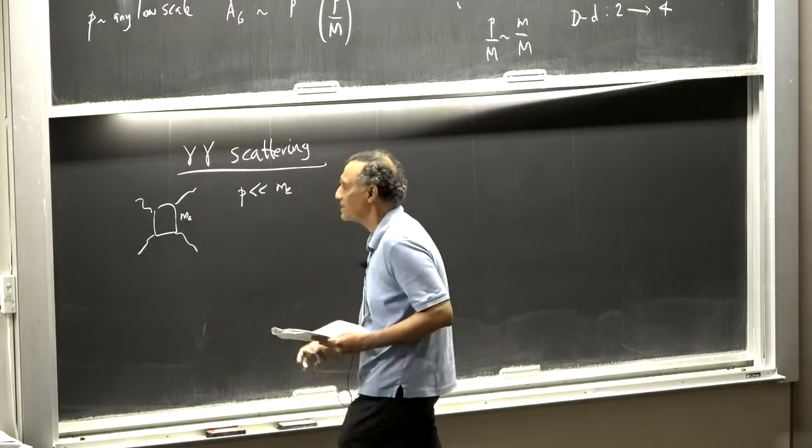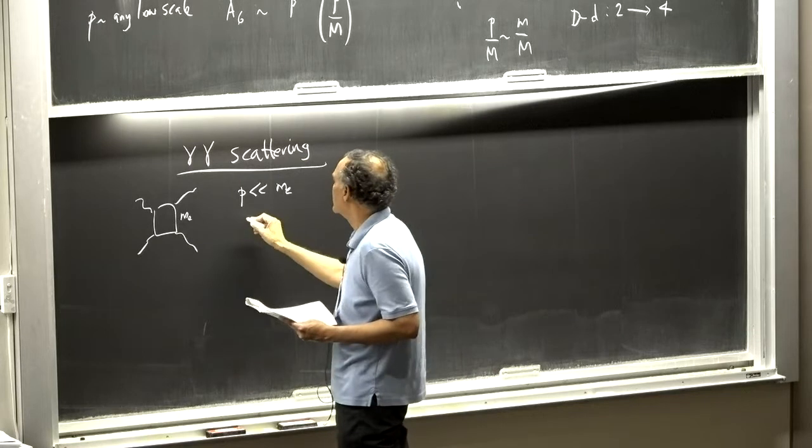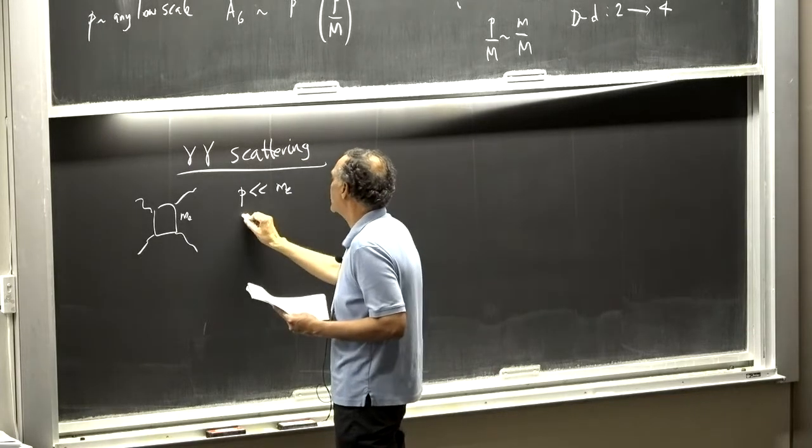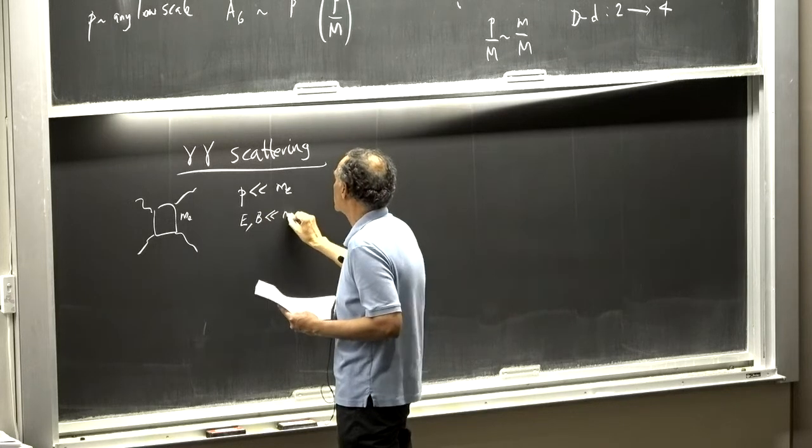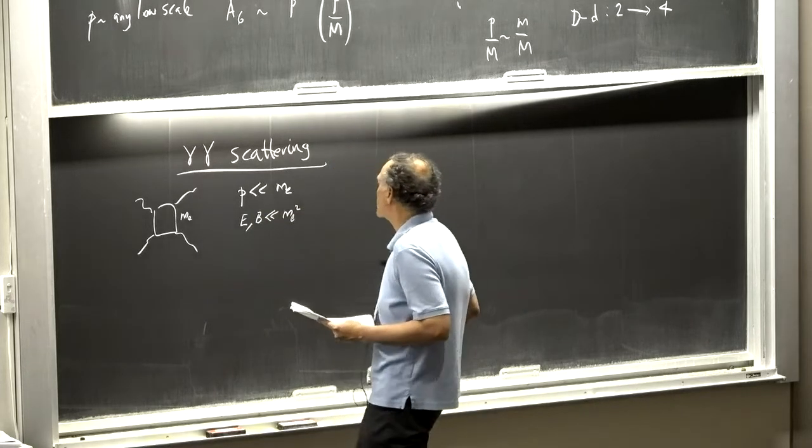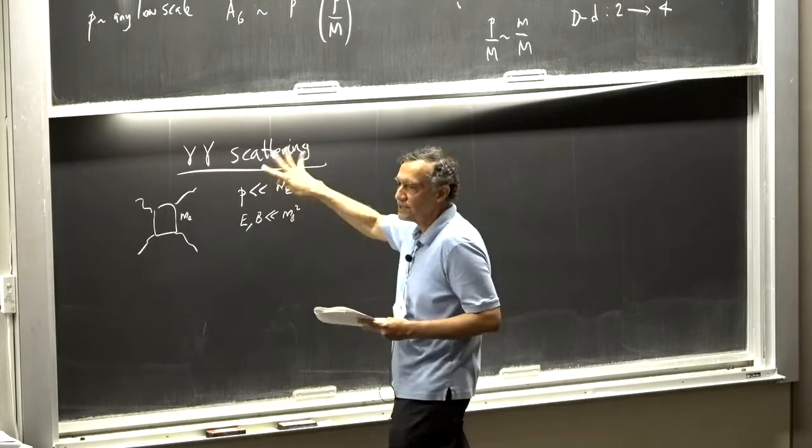And we had some discussion in the morning. But this also requires that the electric field strengths and magnetic field strengths are much smaller than the electron mass squared. But OK, so the weak fields, low momentum.